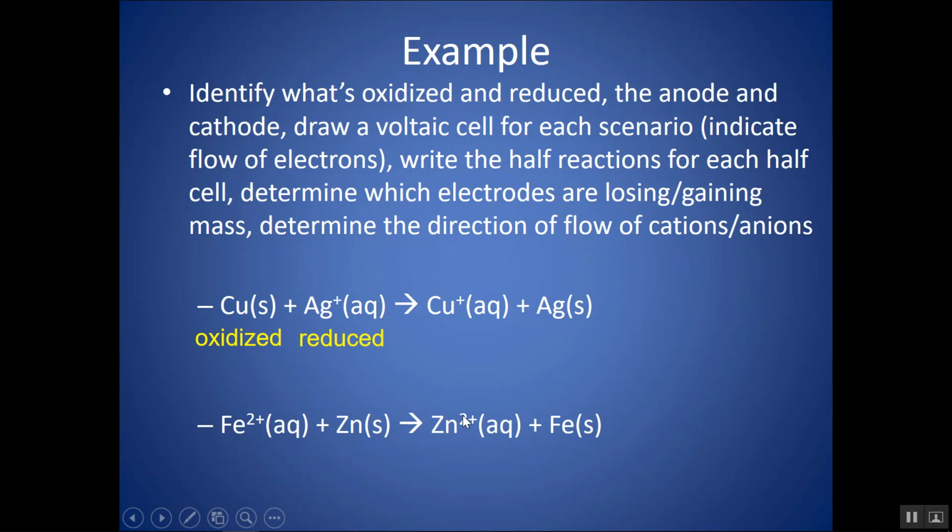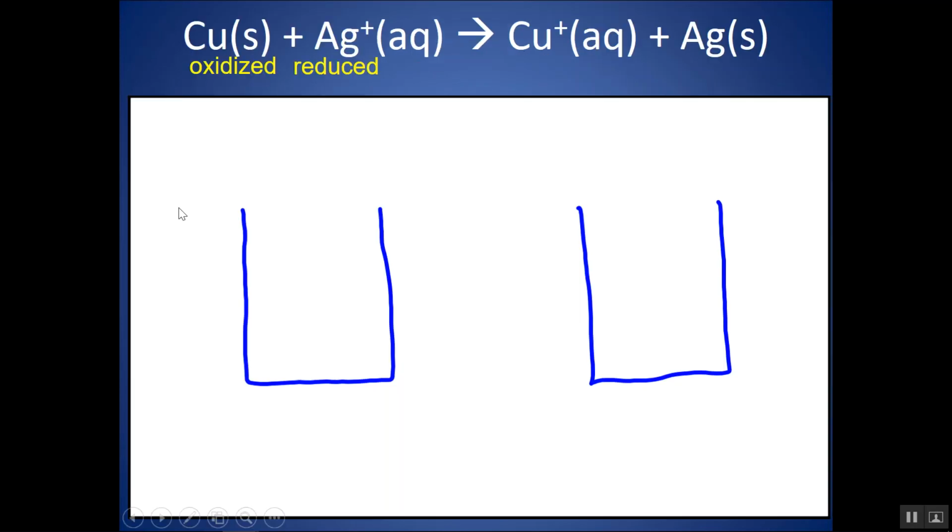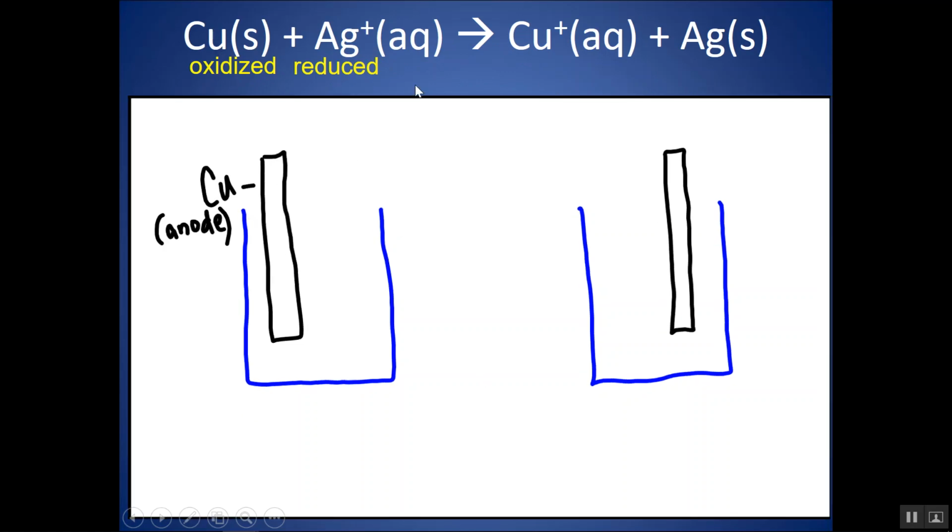Let's start drawing this voltaic cell. So I know I need two containers. Let's put Cu in one container, and let's put Ag in another container. So Cu solid is the thing oxidized, so this electrode is going to be the anode. Ag we'll use for our cathode because that is the site of reduction. And notice that even though it's Ag+ that is reduced, I don't actually need the solid to start with.